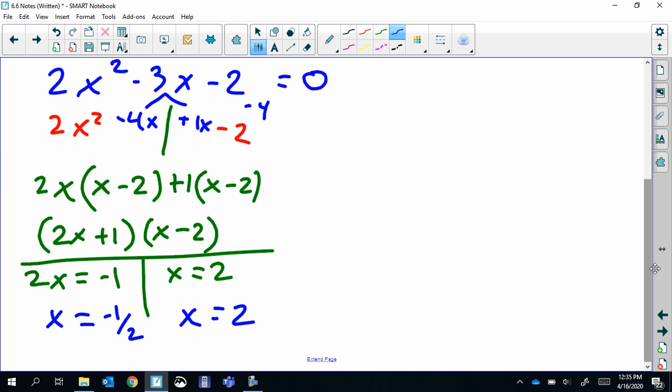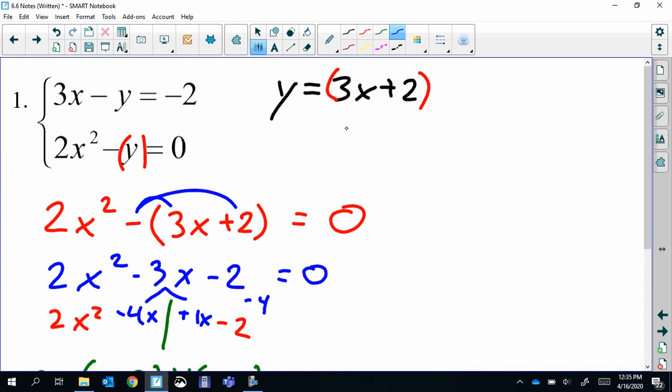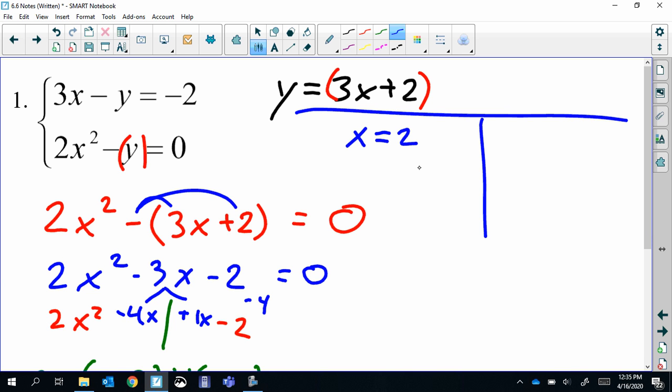So let's take our x equals 2, and we're going to plug it in right here. We get y equals 3 times 2 is 6, plus 2 is 8. So that means our ordered pair solution is 2, 8.